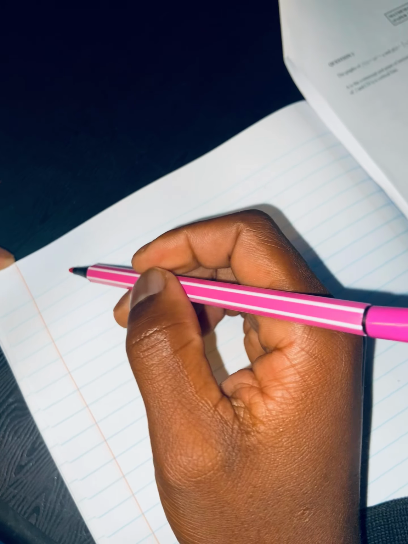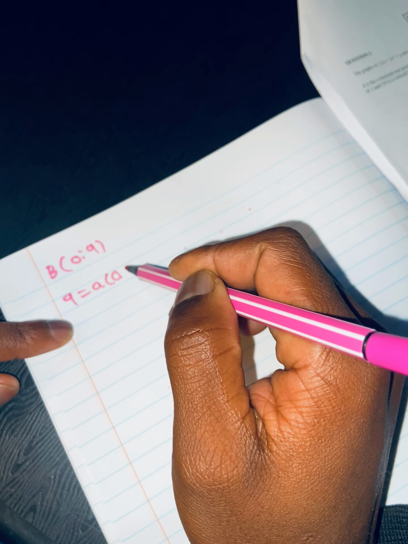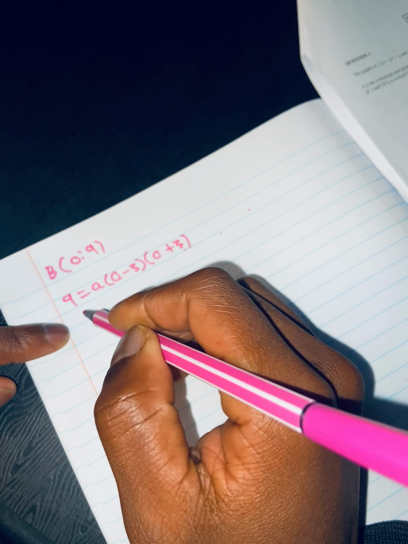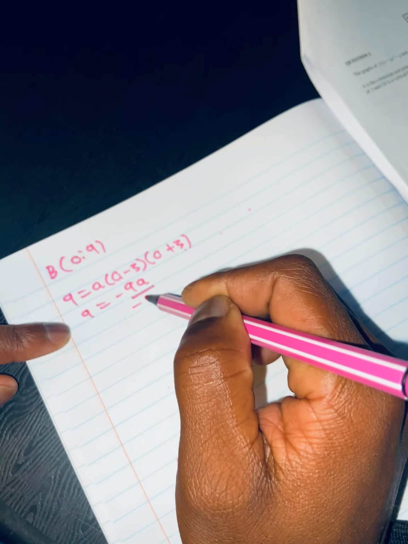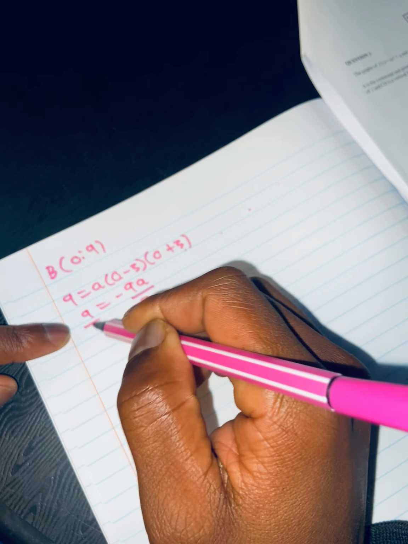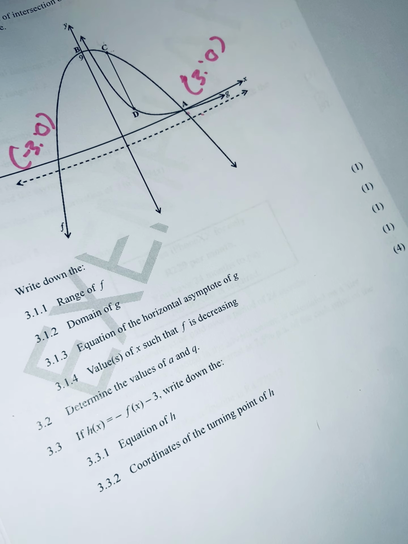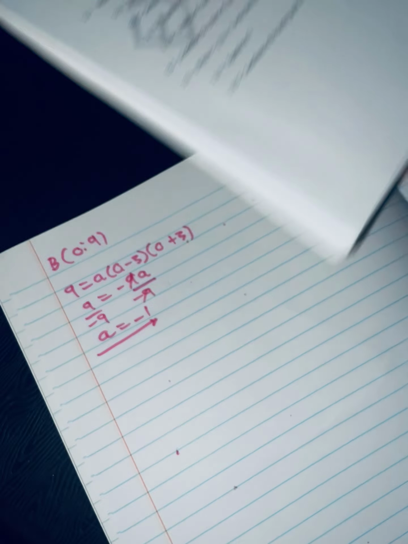We are going to substitute: 9 equals a open bracket 0 minus 3 and 0 plus 3. So when you multiply those numbers, you are going to get negative 9a. You divide by that, so the value of a is going to be negative 1. The value of a is going to be negative 1. Then let us go to the second question, 3.3. They are saying if the ratio of x equals, then write down the equation. Okay.